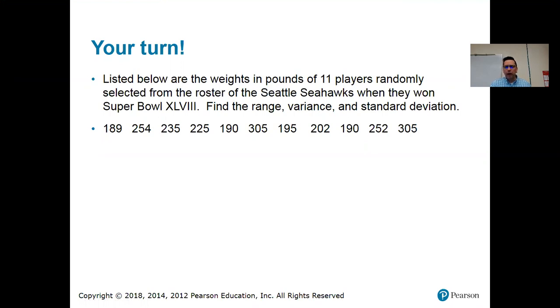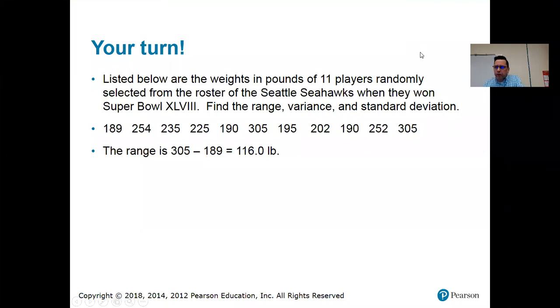Okay. So listed below are the weights in pounds of 11 players randomly selected from the roster of the Seattle Seahawks when they won Super Bowl 48. And they want me to find the range, the variance, and the standard deviation. One little detail that I didn't include in this was they said, and also include the proper units. So see if you can remember how to write the units for the range, the variance, and the standard deviation. So go ahead and pause the video and try that, and then unpause it, and we will compare notes. All right, we're back.